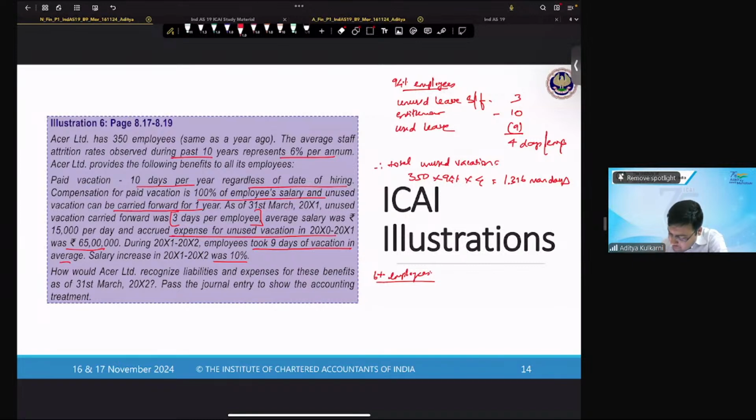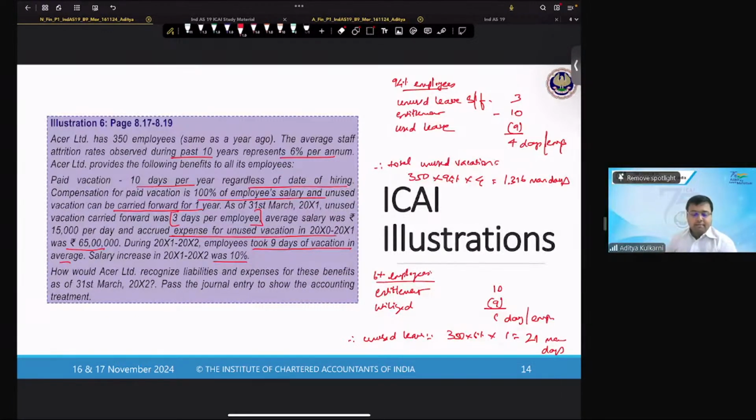So I will only have entitlement 10 days, utilized 9 days, so 1 day. 1 day per employee. Therefore, unused leave is equal to 350 into 6% into 1. So that comes to how much? 21, sir. 21 man days.